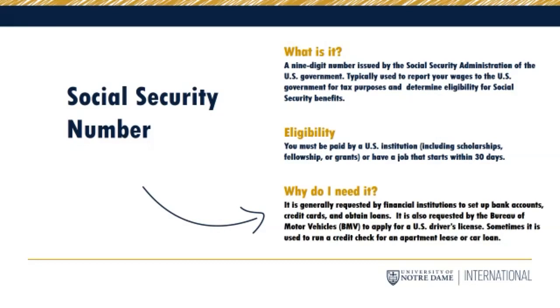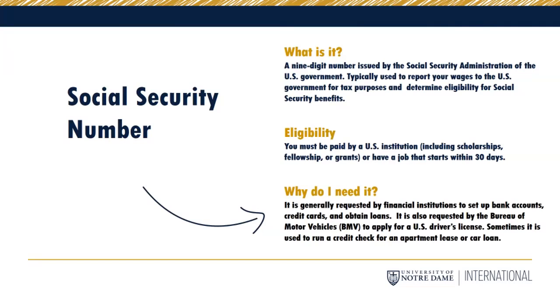Typically, you would use the social security number to report your wages to the U.S. government. You use it for tax purposes, and you would use the social security number for some other services that I'll mention. So to be eligible to obtain a social security number, you must be receiving payment from a U.S. institution. And the payment also includes any fellowships, scholarships, or grants that you're receiving from the university.